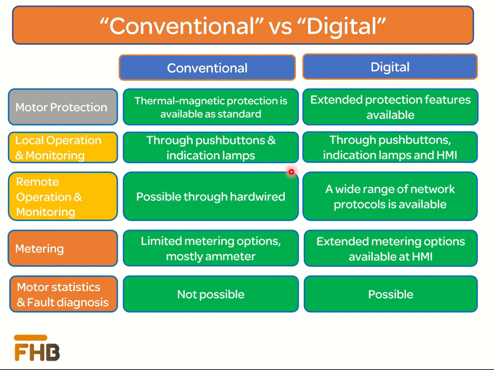In conventional design, remote operation and monitoring is usually using the hardwired signals. However, digital design uses more modern communication mediums like Modbus, Profibus, CAN bus or the Ethernet TCP/IP protocol. In conventional design, the monitoring of motor current is through the ammeter. In digital design, extended monitoring of parameters such as motor temperature is also available. Motor statistics and fault diagnosis is available through digital design, which is not the case with the conventional scheme. We can say that using a digital controller is the present and the future of the starters.